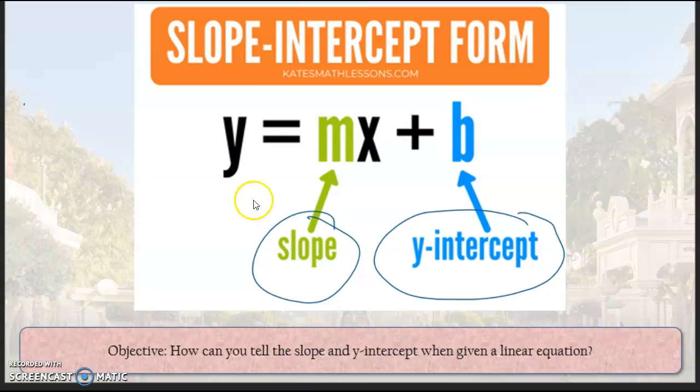Your slope, that's how steep the line is. Does it go like this? Does it go downward? Does it go almost kind of flat? That's your slope, your rise over run, okay?